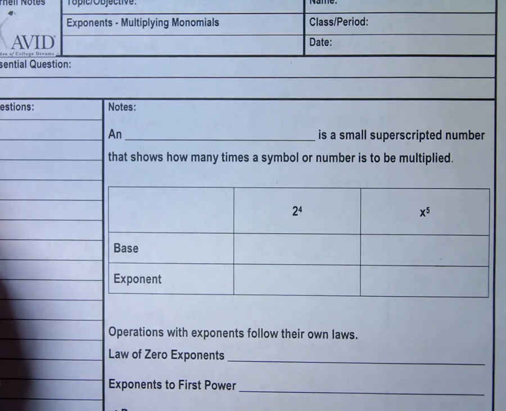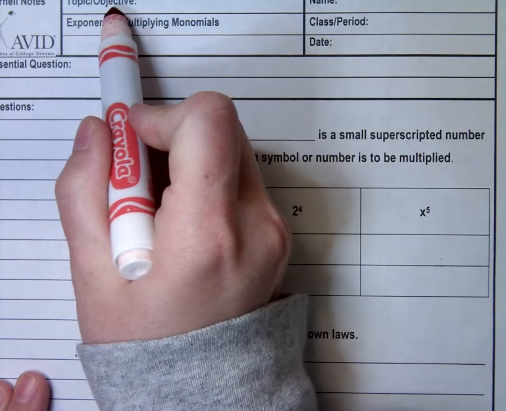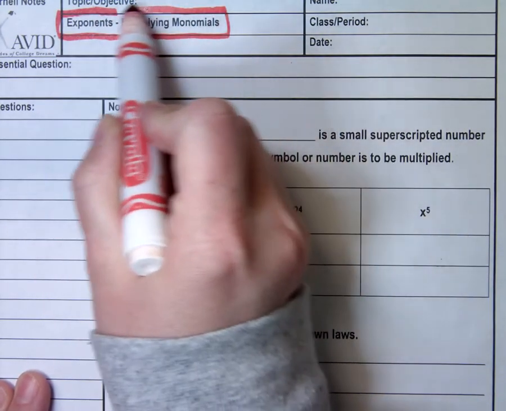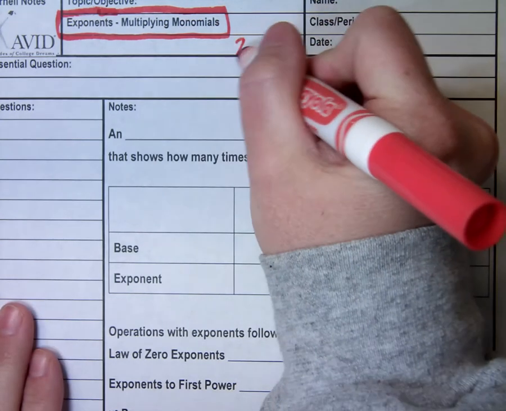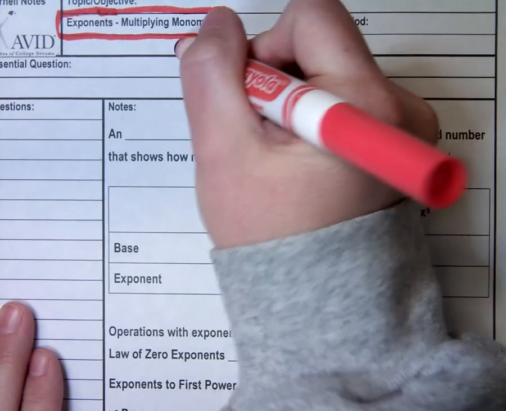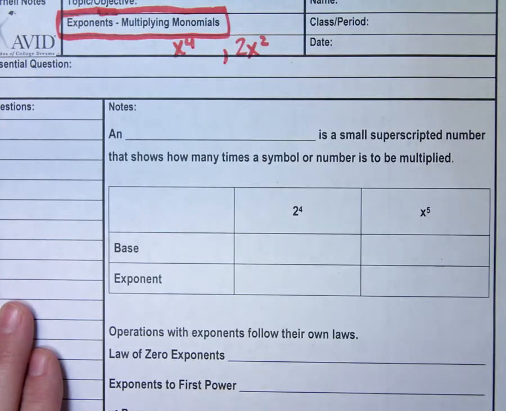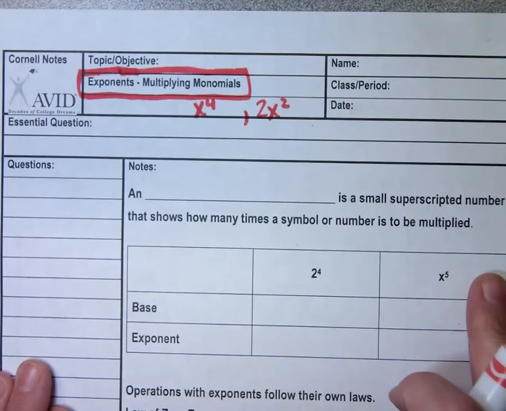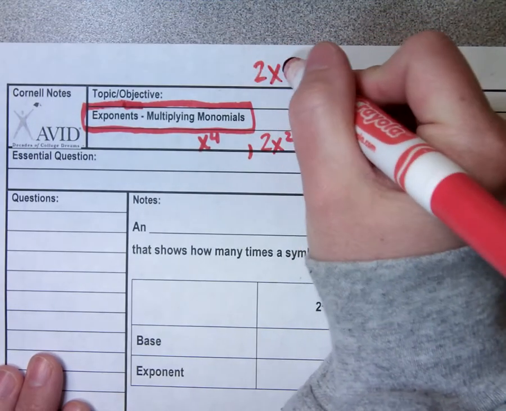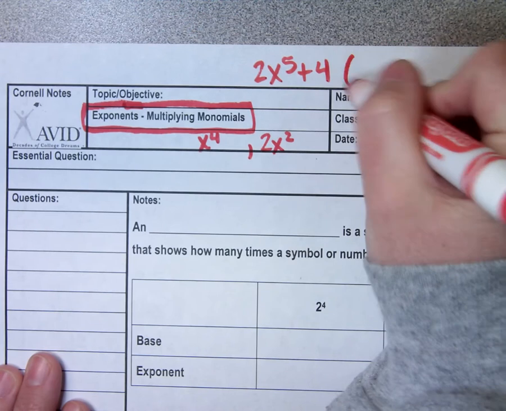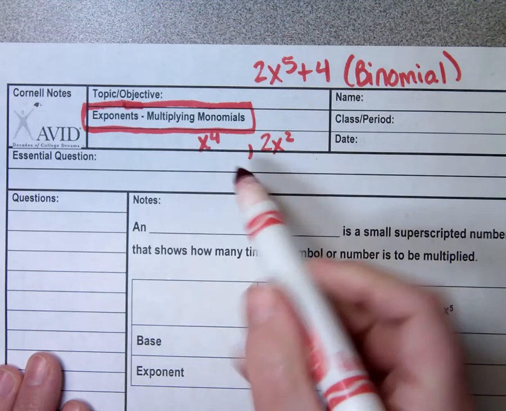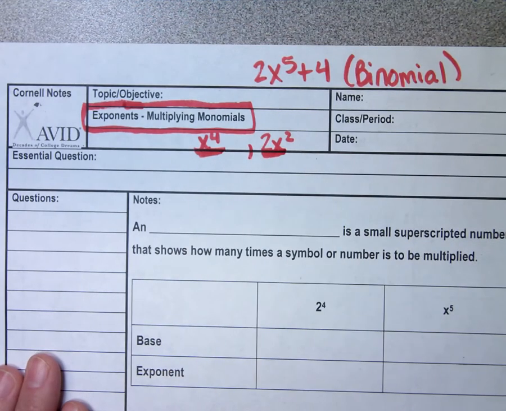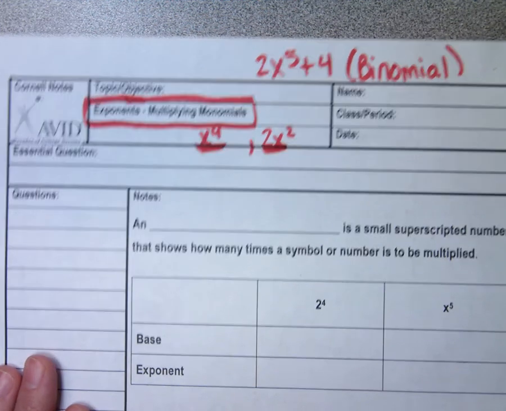All right, this lesson is on exponents, and we are going to be multiplying some monomials. A monomial is just something that has one piece to it, one term to it. So like 2x squared, that's a monomial. X to the fourth, that's a monomial. But something that has two pieces to it, like 2x to the fifth plus 4, now that's called a binomial. So all we're going to be working with today are monomials. They just have one term, and we're going to be specifically looking at the exponents.